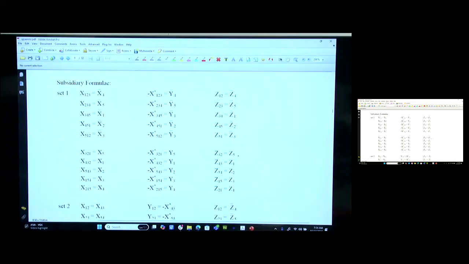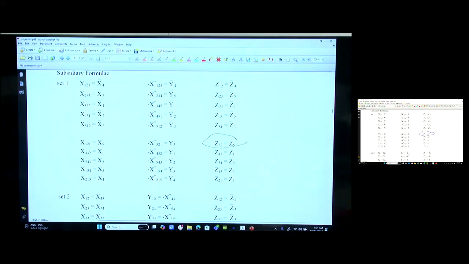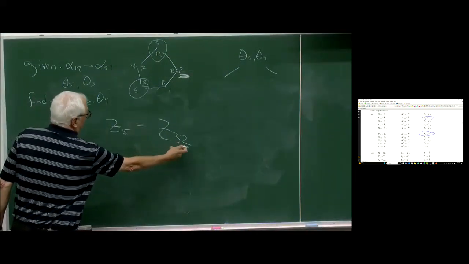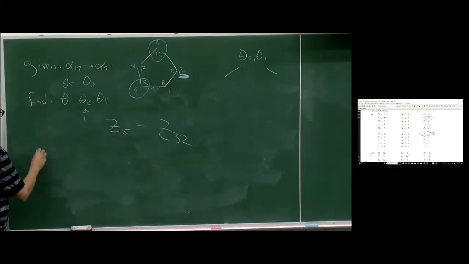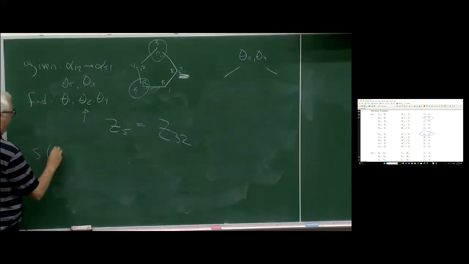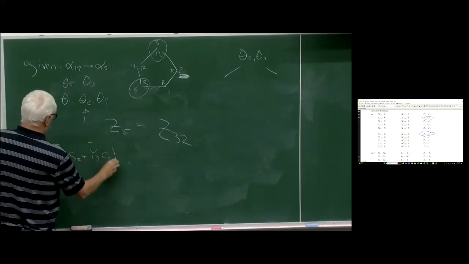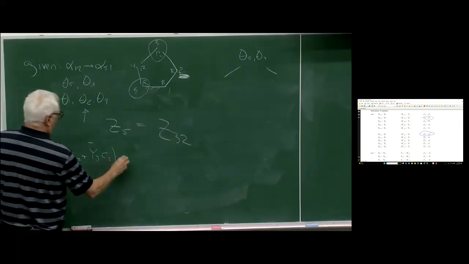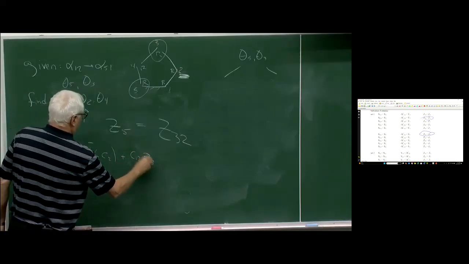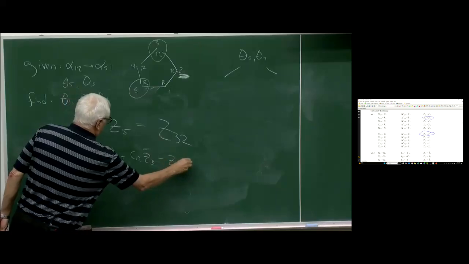It's going to be a subsidiary. And again, it appears 4 times because Z5 equals Z5 bar and Z32 equals Z23 by definition. So there's an equation that has theta 2 as the only unknown. So we're going to expand the Z32. It's going to be a sine x3 bar xs plus yc, a 1, 2 plus a cosine z. I'm going to say minus z5 equals 0.